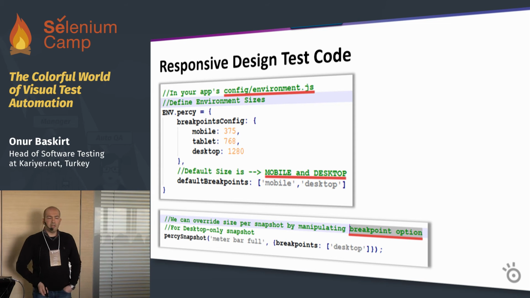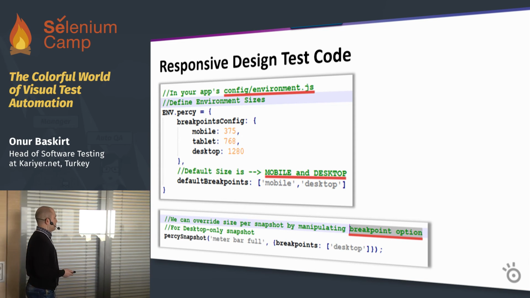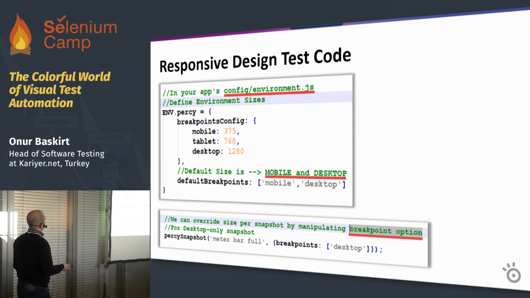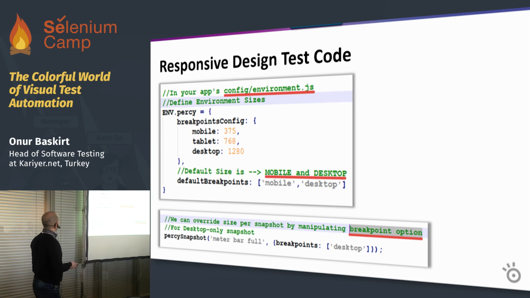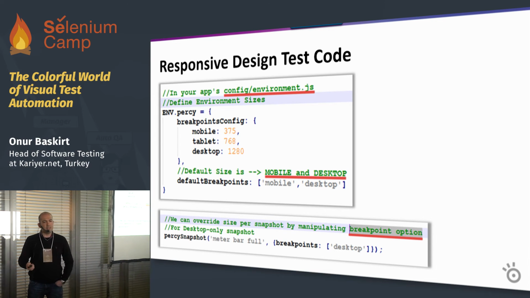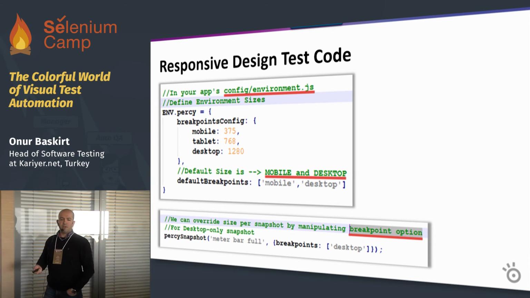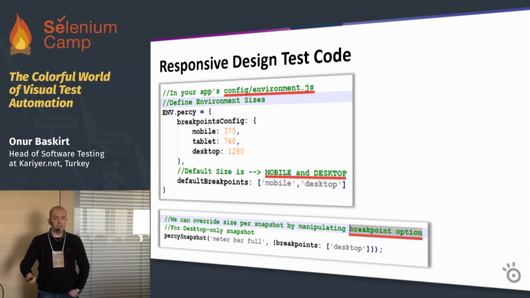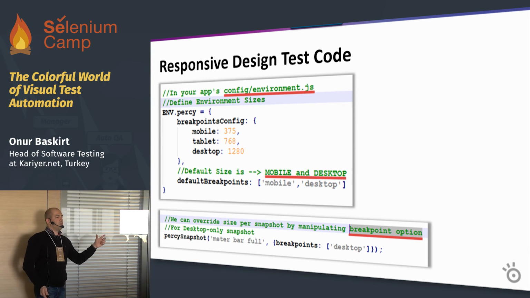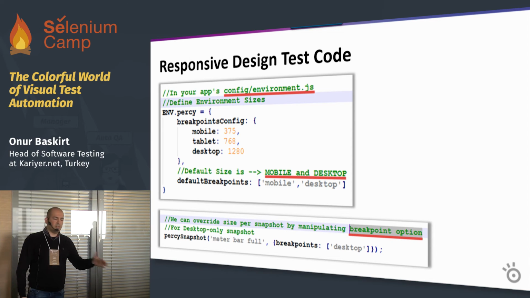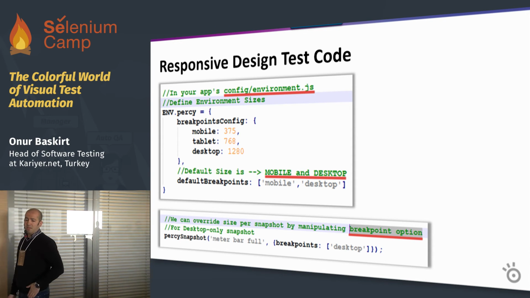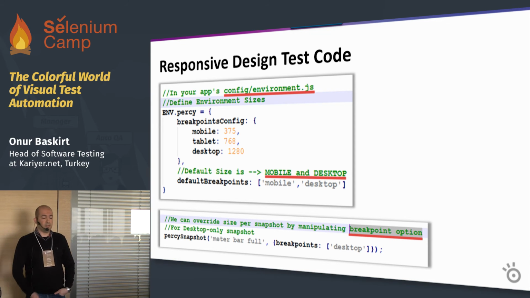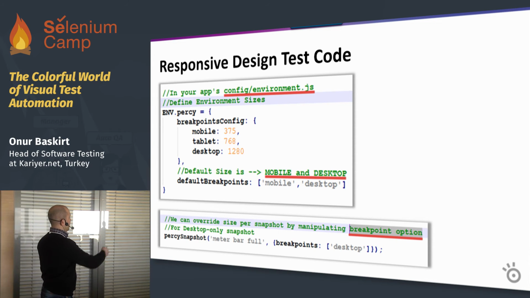And it is very, very easy to do responsive testing with Percy. You just configure the config/environment.js file, and you add your environment, mobile, tablet, desktop, whatever you want, and you just give the width of your environment. Then Percy handles the rest of the stuff. And you can declare your default environments, and if you want, you can overwrite them, as you see here.